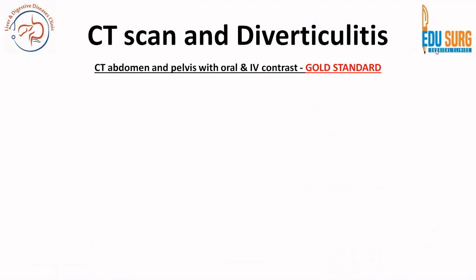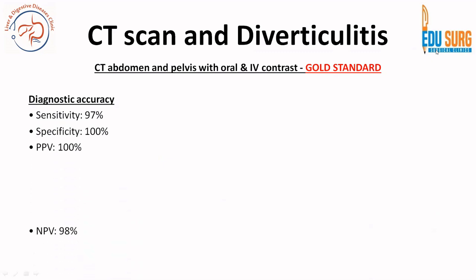So negative or positive oral contrast will depend on what you want to see, but contrast will help you in seeing extravasation, free perforation, or contrast going into the abscess cavity, suggesting that the diverticula has a perforation. So CT scan abdomen and pelvis with oral and IV contrast is the gold standard. It has a sensitivity of 97% and a specificity as well as the positive predictive value is 100%, whereas the negative predictive value is 98%.